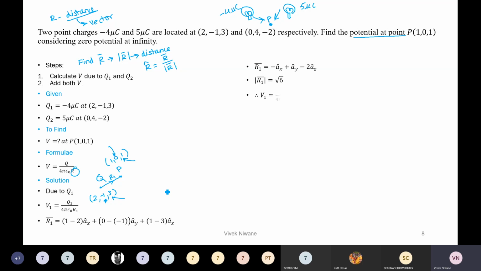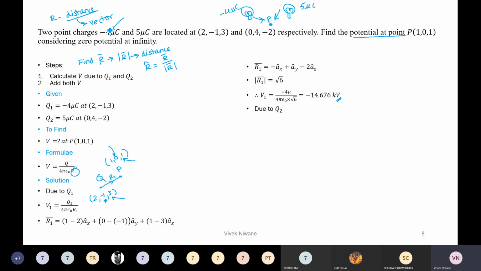So put these values into the expression of V1. Therefore V1 is equal to minus 4 microcoulomb upon 4 pi epsilon 0 root 6, and you will end up with this much voltage, in kilovolts. Do remember that the minus in minus 4 microcoulomb is not something related to negative and positive charges here, but a microcoulomb charge can produce a voltage in terms of kilovolts. That is interesting.